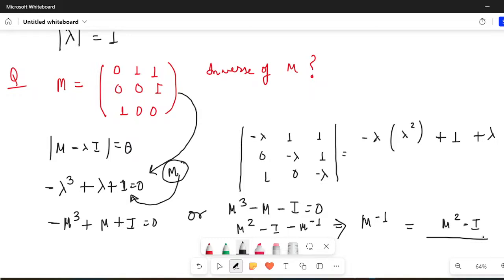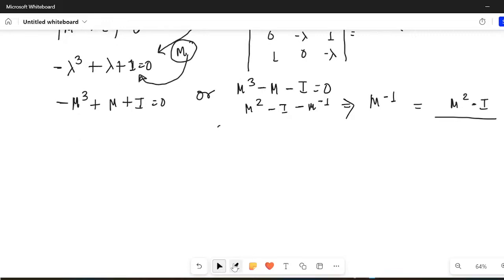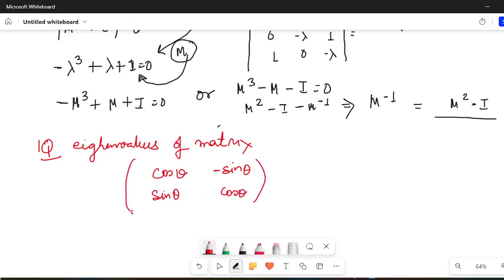Another question that was asked. Try to find the eigenvalues of the matrix given by cos theta, minus sin theta, and cos theta. Let us try to find the eigenvalues for this matrix.